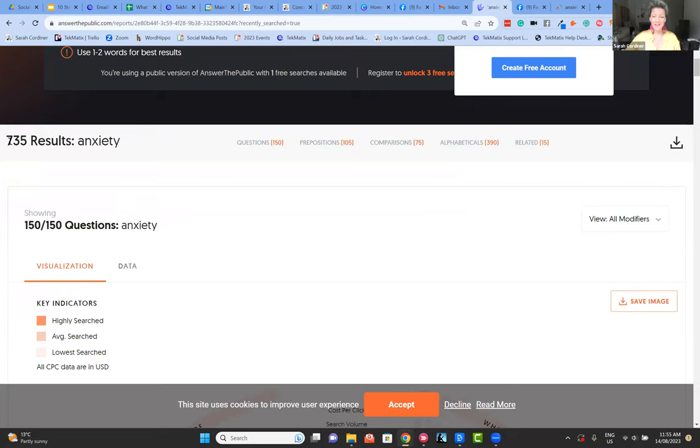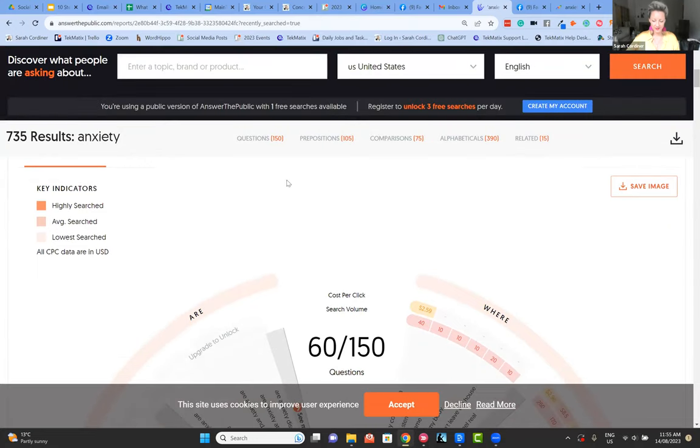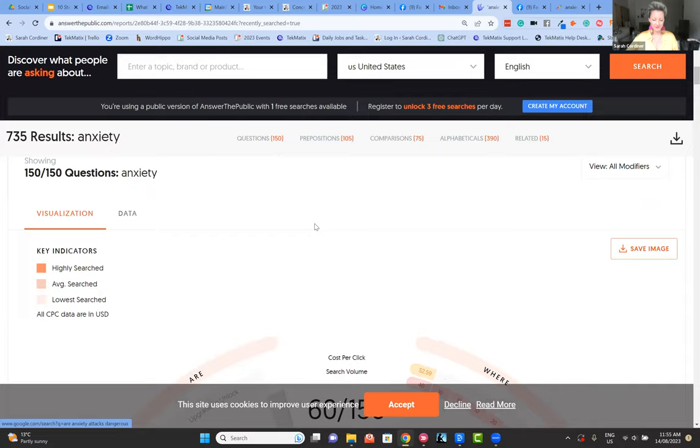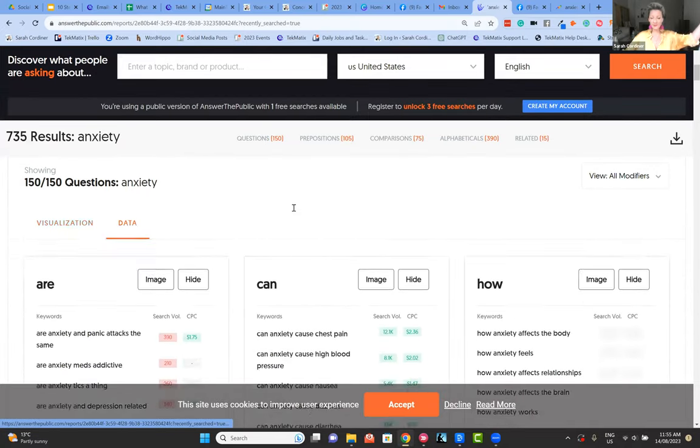And here we go, 735 results. That's 735 high search phrases. That's like 700 courses right there already. So we're going to scroll through. You'll see you've got this beautiful graph, but I'm going to just change this to the data view so it's easier to read.